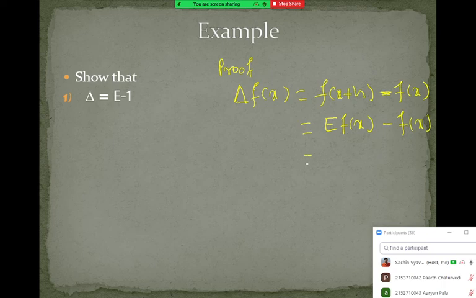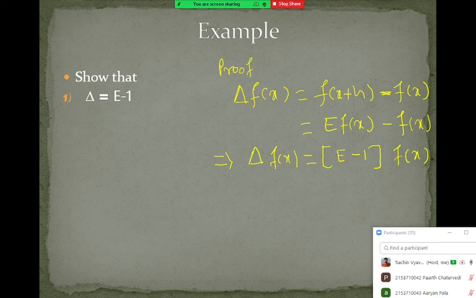Now we can take this function f(x) outside and keep the operator separate. So this E minus 1 will be as it is and f(x) will come outside. Now you observe delta of f(x) is the same as E minus 1 of f(x). Thus we have proved that delta of f(x) is always the same as E minus 1 of f(x). This is for any f(x). We have not proved it for some particular f(x).